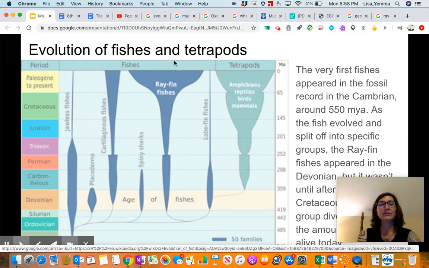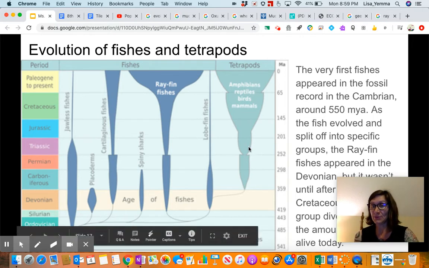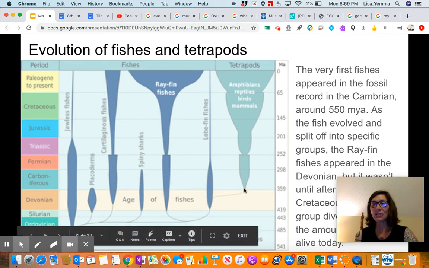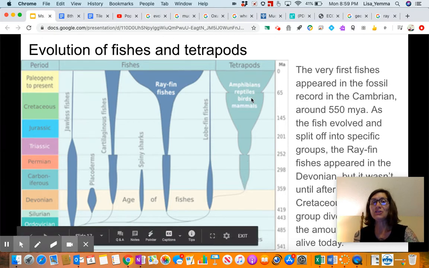I actually titled this slide Evolution of Fishes and Tetrapods, even though I didn't really talk about the tetrapods, but the tetrapods, amphibians, reptiles, birds, and mammals. So that group of organisms didn't really show up in the fossil record till the Carboniferous. So was there a connection here? Scientists think so. And is that connection set in stone with lots of evidence? Probably not. That's an inference, and that's why it looks like that. And then we get this speciation of amphibians, reptiles, birds, and mammals.